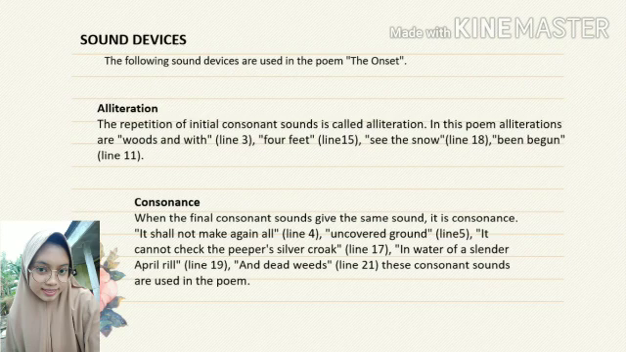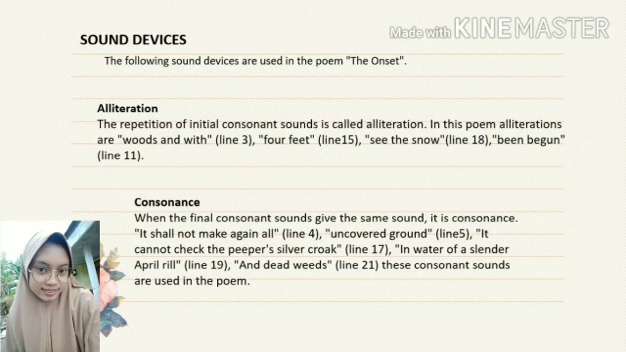Sound devices. The following sound devices are used in the poem The Onset. Alliteration. The repetition of initial consonant sounds is called alliteration. In this poem, alliterations are words, woods, and with, line 3; four feet, line 15; see the snow, line 18; then begin, line 11.